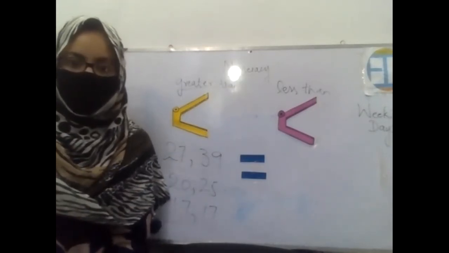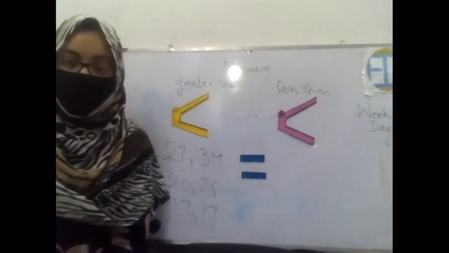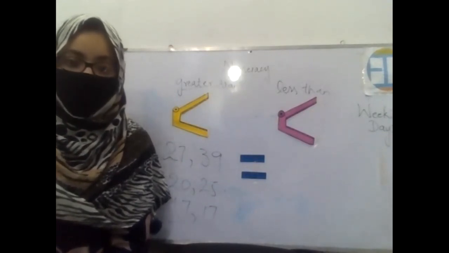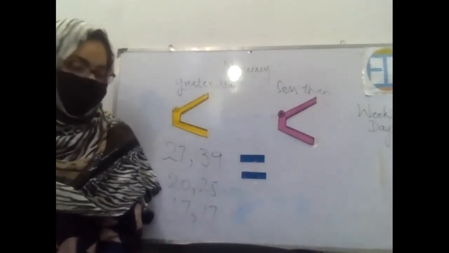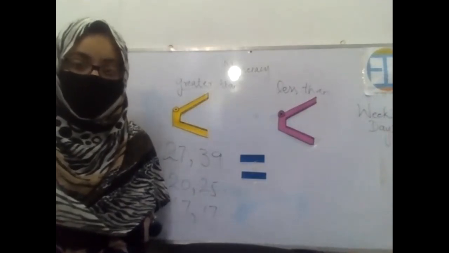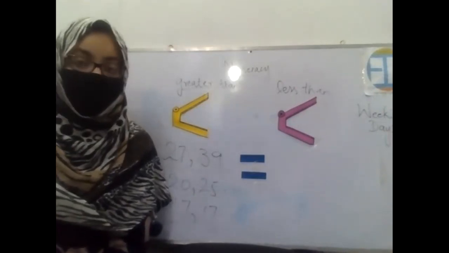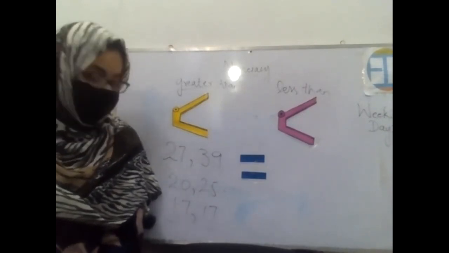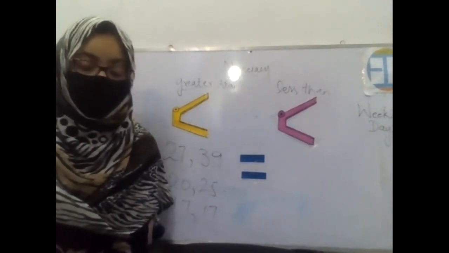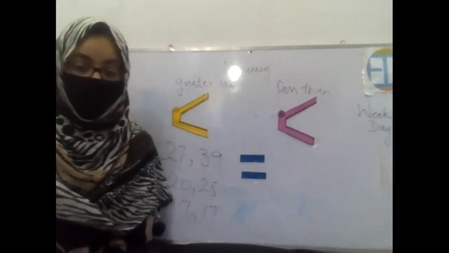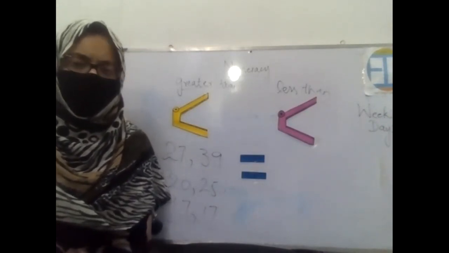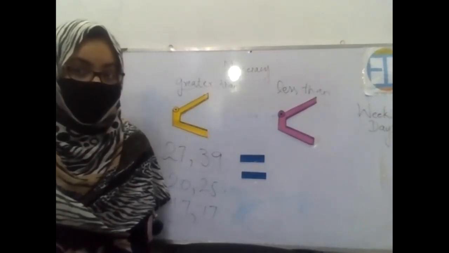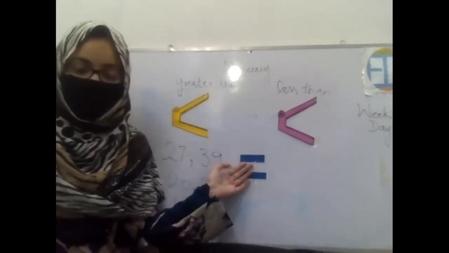Okay, first look at this pair, 27 and 39. Which number is greater? Yes, Elise. 39. So how will you draw the sign in front of that? Show me. Excellent. Okay, who is going to tell me about the second pair, 20 and 25? Which number is greater? 25. So how will you draw the sign? Very well done. And now look at the last pair, 17 and 17. Which number is greater? Yes? No? Is there any lesser number? No. So this pair is equal to each other. Excellent. So which sign will we be using? This one, right?